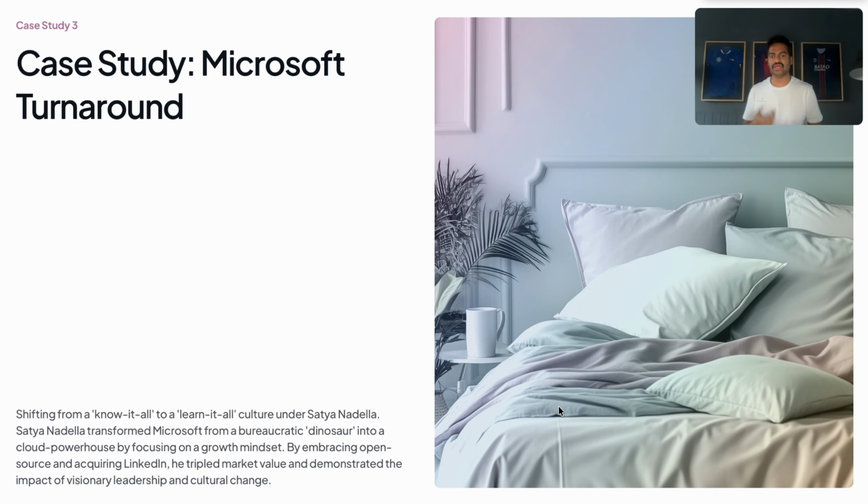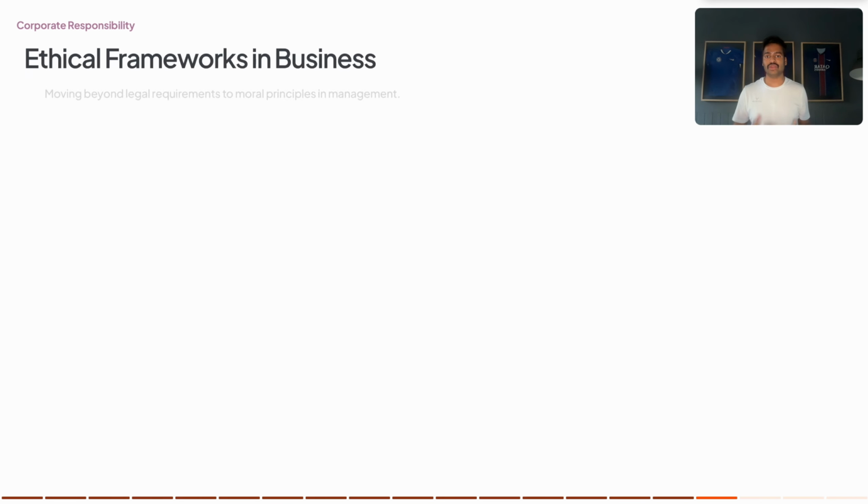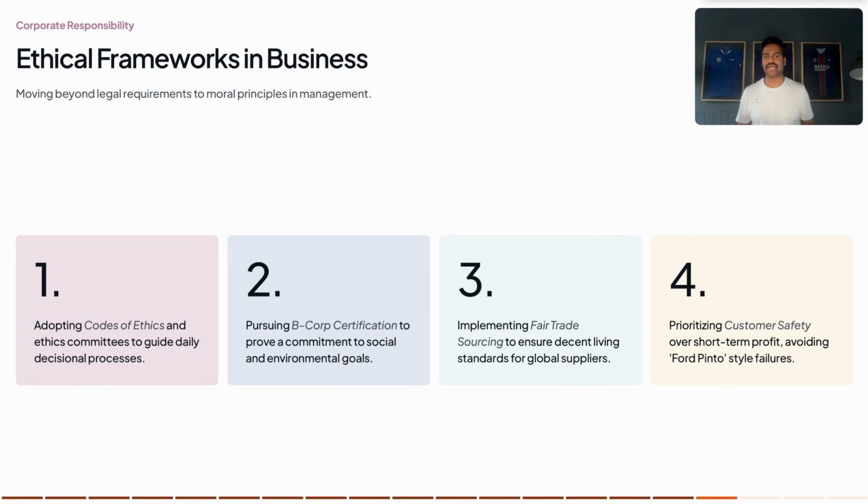Now let's look at the ethical practices. How do businesses actually put ethics into practice? There are 4 ways. First, adopt codes of ethics and ethics committees: written rules, and a group of people to check decisions. Many large firms have a chief ethics officer. And second, pursue B Corp certification.